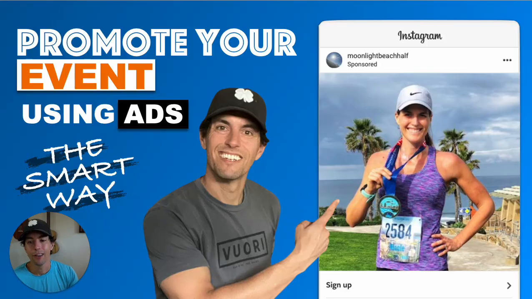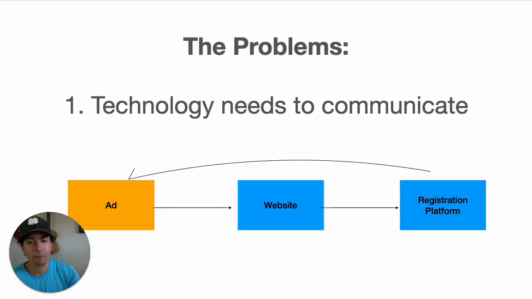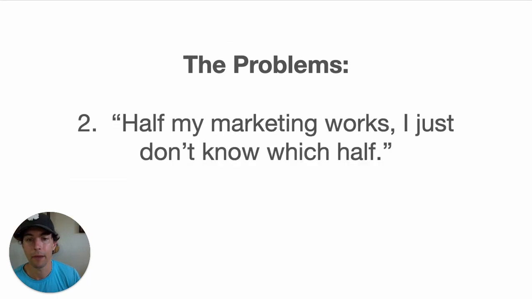So the first problem, number one, with promoting events, is that the technology needs to communicate with each component. You're going to run an ad on an ad platform, send people maybe to a website, and then send them to a registration platform to register. When the registration happens, we need to send that information back to the ad platform so that the ad knows what's effective and what's not. So we have to have all of our technology set up in a way that it communicates back and forth.